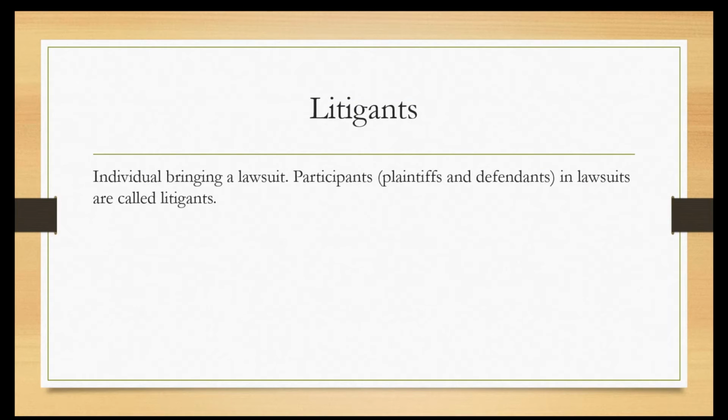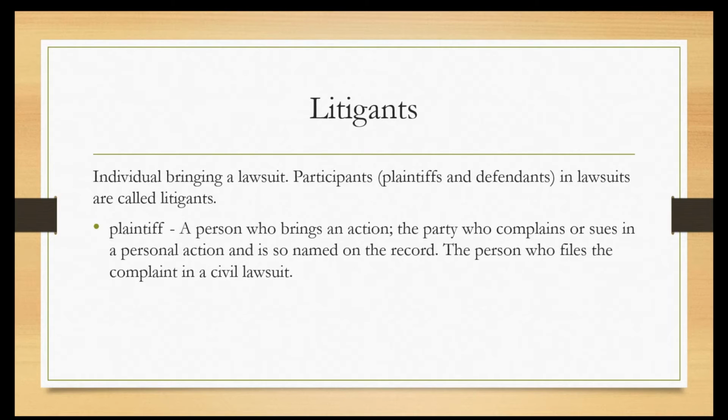We'll start with a litigant. Now, this is an individual bringing a lawsuit. Participants, plaintiffs, and defendants in lawsuits are called litigants. A plaintiff is a person who brings an action, the party who complains or sues in a personal action and is so named on the record, the person who files the complaint in a civil lawsuit. But you can also consider a DA, in my opinion, a plaintiff.